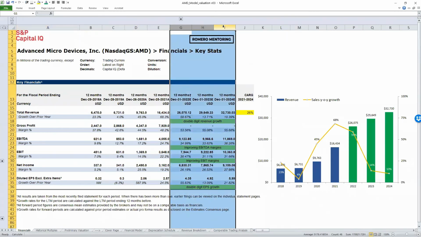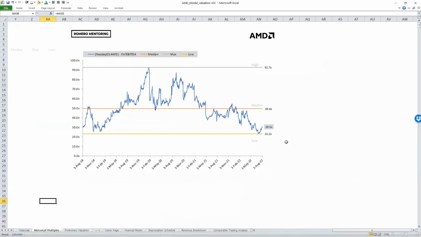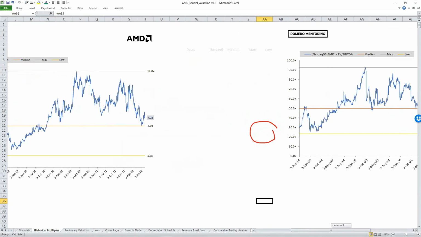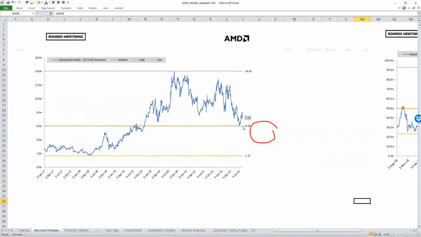Okay, that's number one. Number two, from a historical trading multiple standpoint, EBITDA is trading at the 4 or 5 year lows, and the sales multiple is trading right around the mean. And Congress just passed a positive bill to continue to boost and help the semiconductor industry, the chip industry here in the US. So now you have Congress support behind AMD and the entire industry.